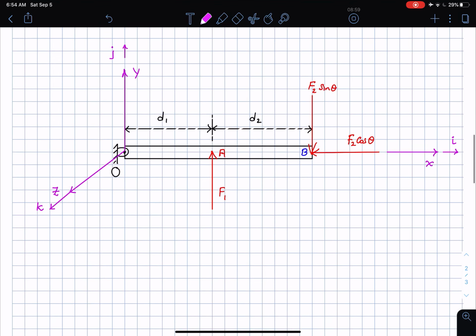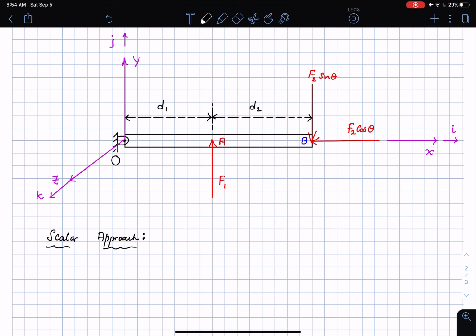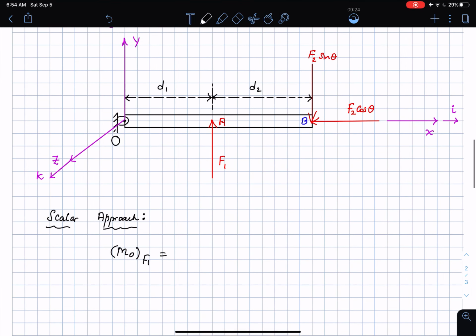Okay, I'm going to make use of the scalar approach to solve this particular problem. Okay, what am I going to do here? I'm going to say, okay, the magnitude of the moment due to the force F1. What is that going to be? That is going to be the magnitude of the force times the distance, right?